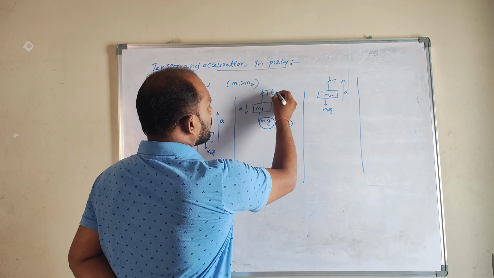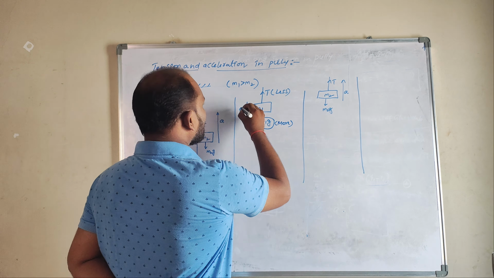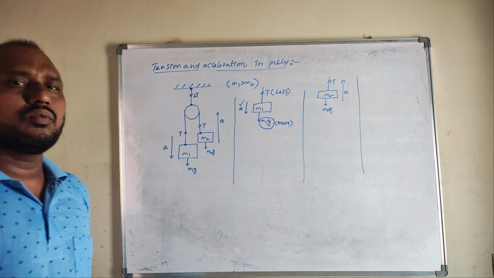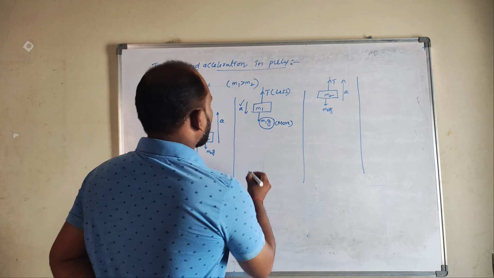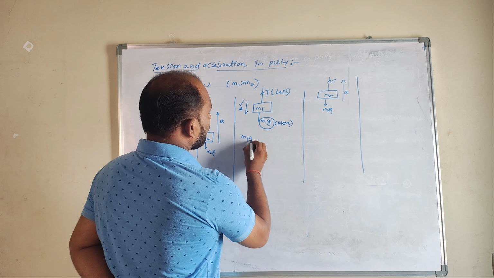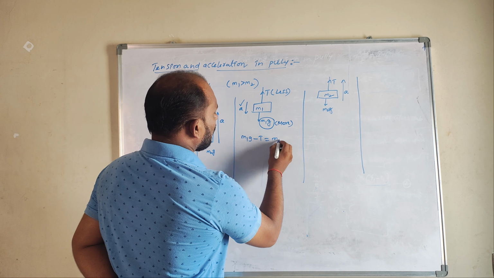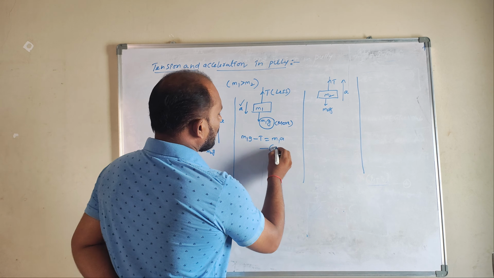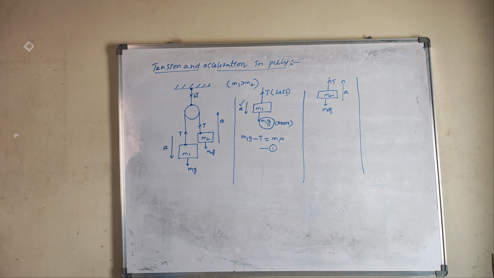So this is what, guys? Less force. Because of what? Acceleration is downward. How can I write this one? So M1G minus T is equal to M1A. Let us say equation 1.